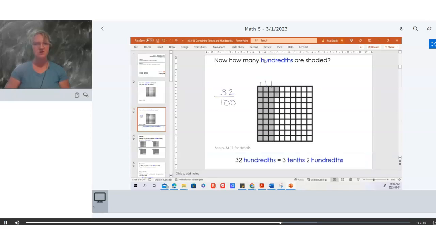So 32 hundredths is the same as 0 and 32 hundredths, like this. Notice what's in the tenths place and what's in the hundredths place. And that's what it's showing down here at the bottom. 32 hundredths equals 3/10 and 2 hundredths. The same amount.